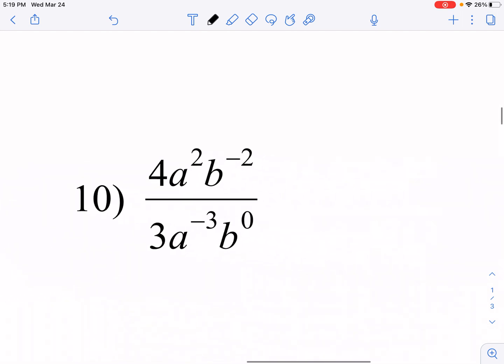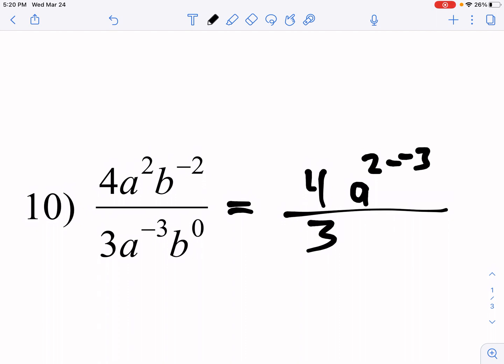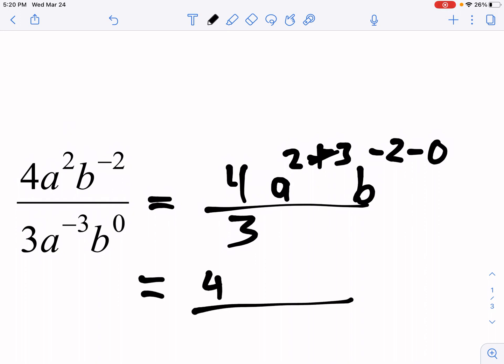Okay. Number 10. Looks like we have 4/3. That's not going to reduce. So 4/3. We have a base of a, and we have 2 minus a negative 3. Okay, minus a negative, we're going to change that to a plus. And then we have a b with a negative 2 minus 0. Okay, so looks like we're going to keep our 4/3. 2 plus 3 is going to give us a 5. And then negative 2 minus 0 would give us a negative 2.